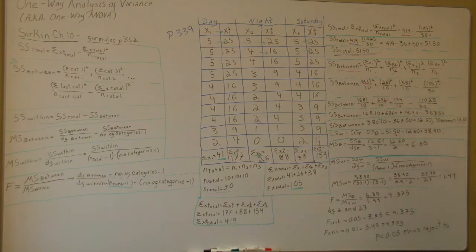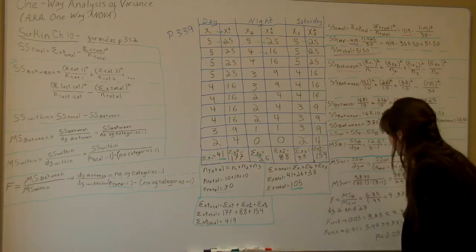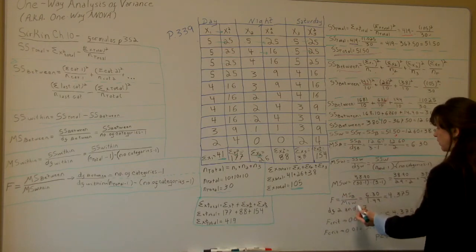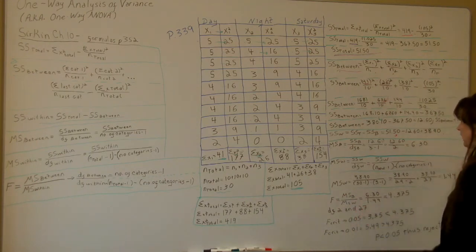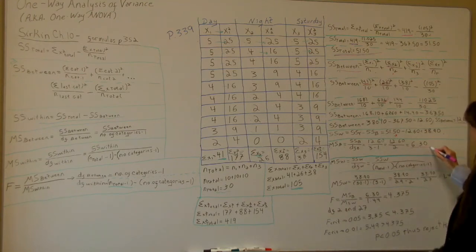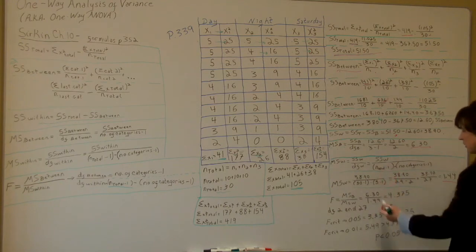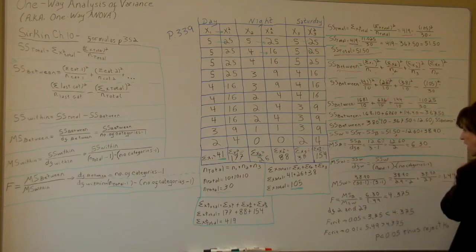Hey, we can figure out our F now. Isn't that cool? F equals mean squared between over mean squared within. So, hey, we got these. The mean squared between is 6.30, that goes on top. And the mean squared within we just calculated is 1.44, that goes in the denominator down there. So it's 6.30 divided by 1.44 equals 4.375.